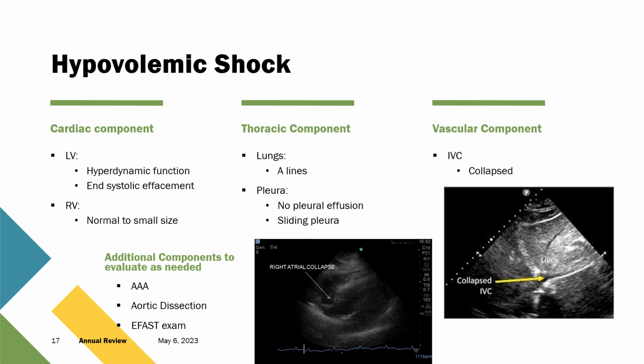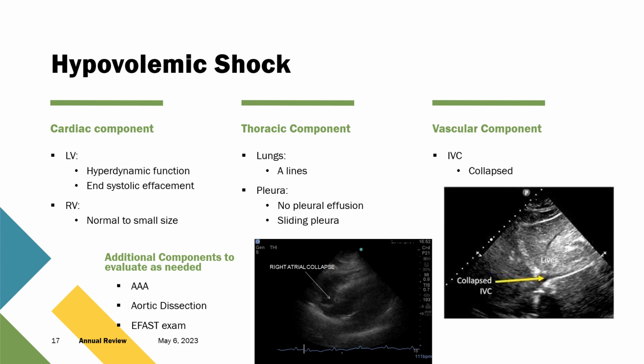So you're going to have a hyperdynamic function of the left ventricle with end systolic effacement, meaning that the anterior and the posterior ventricular walls are coming all the way together because of that low pressure in the vascular system. In the right ventricle, it can appear normal to small size depending how significant the shock is. Then you can look for the thoracic component. So here you'd be evaluating to see if there's a blood loss into the thoracic area causing this hypovolemic shock.